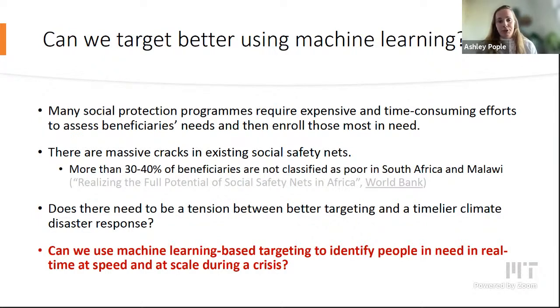This is not an unusual problem. Even in traditional social protection systems, there is typically low coverage, and lots of people are falling through the cracks despite having high needs. And it's time consuming and expensive to go out and create these registries of people. So the question here is, if we want to have an earlier response, can we use machine learning based targeting to identify people at need in real time and at scale before a crisis hits?